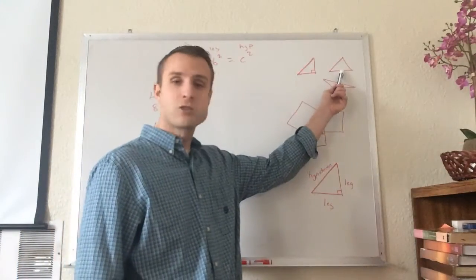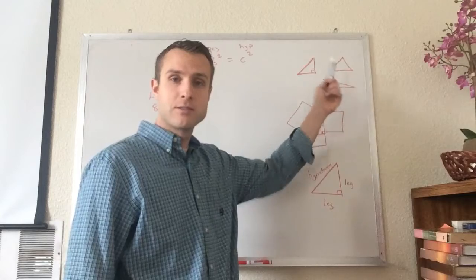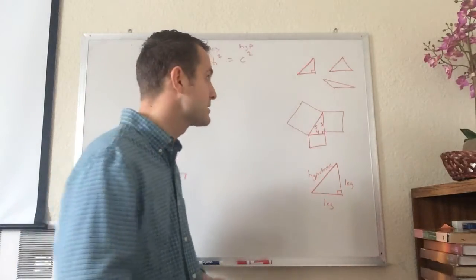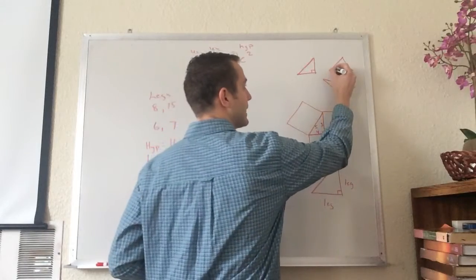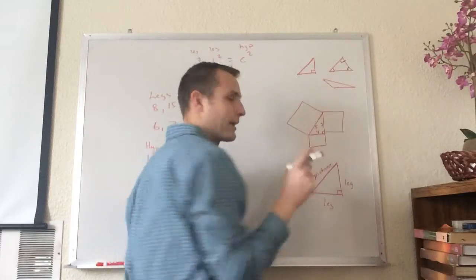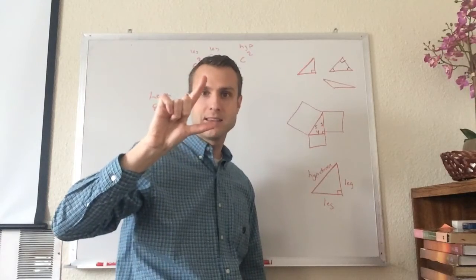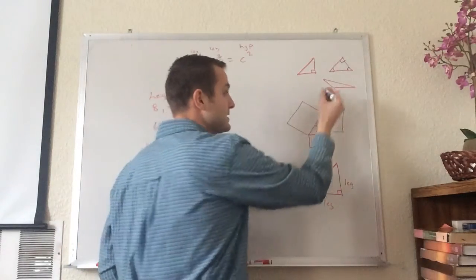You can have an acute triangle. That means that all of the angles of the triangle are acute, which means they are small. They're less than 90 degrees. So you can see all three of these angles are small. They are less than 90 degrees. So 90 degrees would be like an L. Less than that would be less than an L. This is an acute triangle.